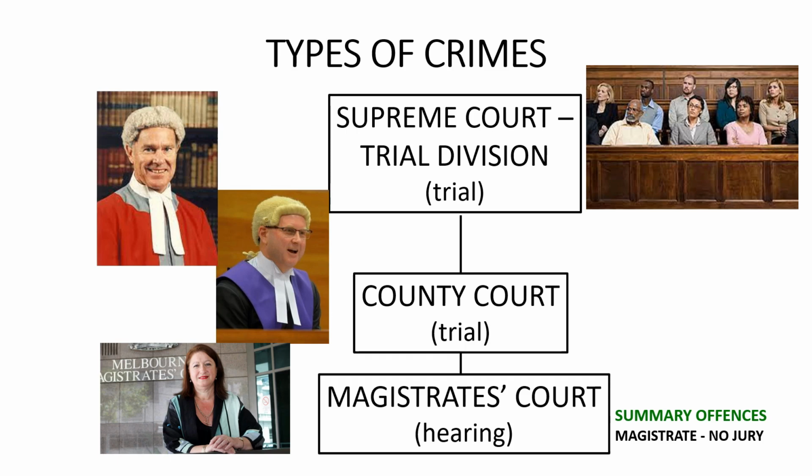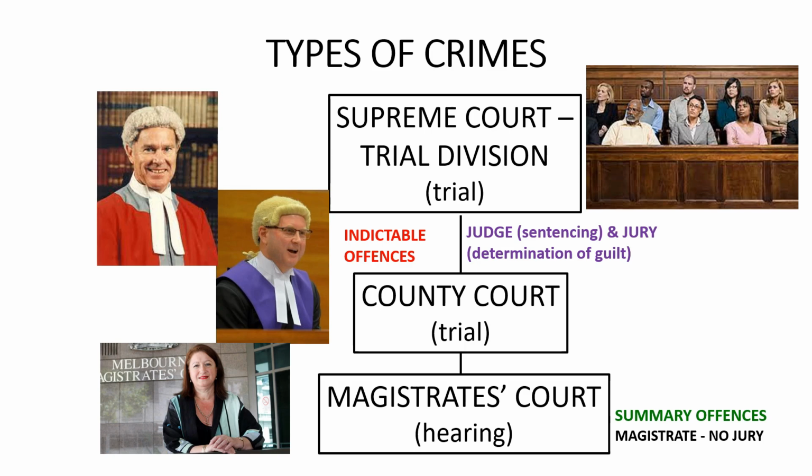In contrast, the County Court and the Supreme Court, or more specifically the Trial Division of the Supreme Court, deal with indictable offences. While the County Court and the Trial Division deal with the same types of indictable offences, only the Trial Division can deal with murder cases. In the County Court and the Trial Division of the Supreme Court, there is a jury, and it is the jury that is responsible for deciding whether an accused who pleads not guilty to an indictable offence is in fact guilty or not guilty of that offence.